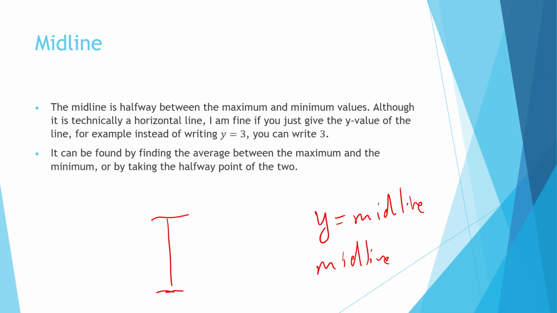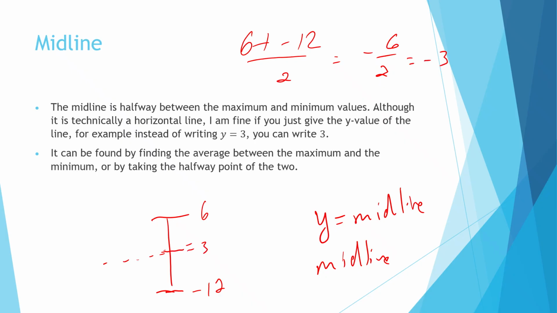But basically, take your max, take your min, and then divide it by 2. So for example, if you have a min at -12 and a max at 6, you would do 6 plus -12 over 2, which is -6 over 2, which means at -3 would be your midline there for a periodic function.